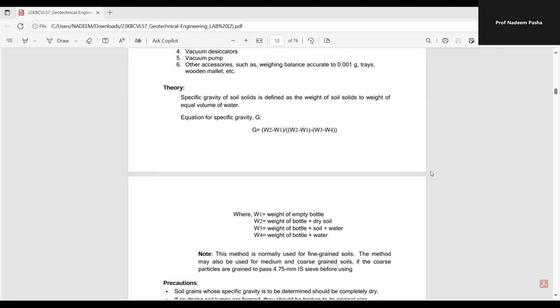See here, the earlier method was suitable for both fine and coarse grain soil, but this method is more suitable for fine grain soil. However, it can be used for coarse grain soil if it passes through a 4.75 mm sieve. So next, the precautions you need to take.